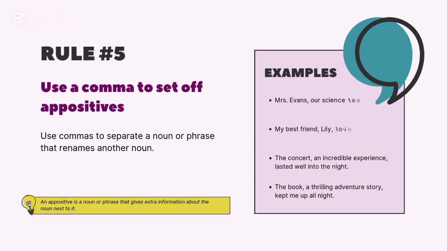Rule 5. Use a comma to set off appositives. Use commas to separate a noun or phrase that renames another noun. Its examples are also shown.